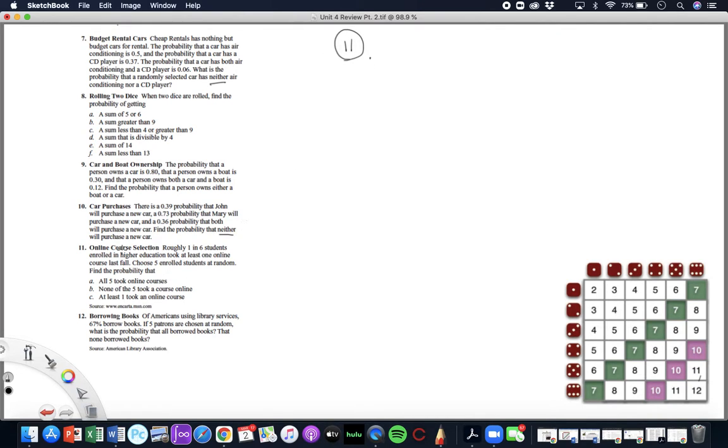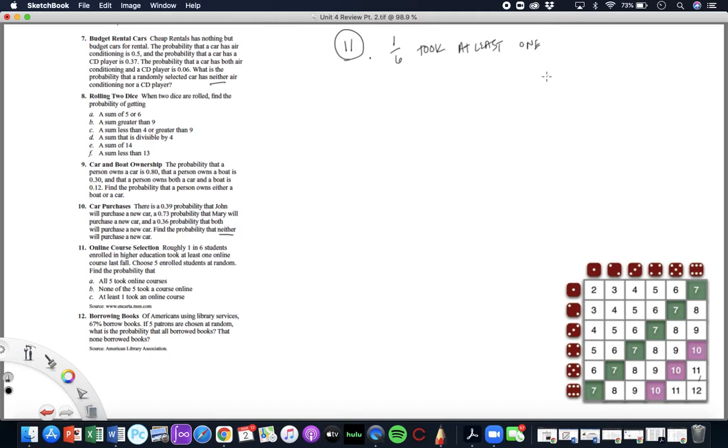Okay, so number 11, roughly 1 in 6 students enrolled in higher education took at least one online course last fall. Choose 5 enrolled students at random. So we know that 1/6 took at least one online. Now I know we've talked a lot about this phrase "at least," but in this case, it's just saying took at least one online class.